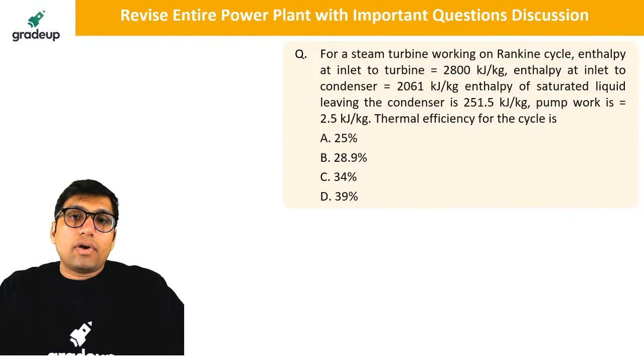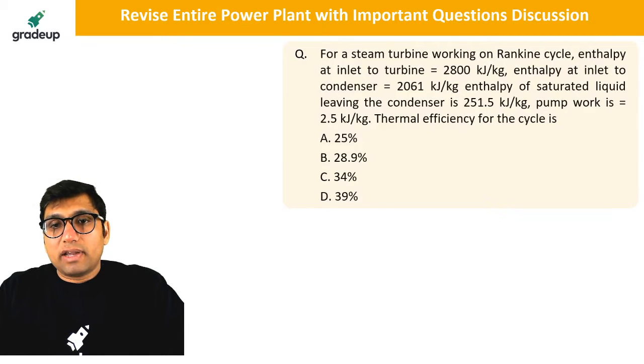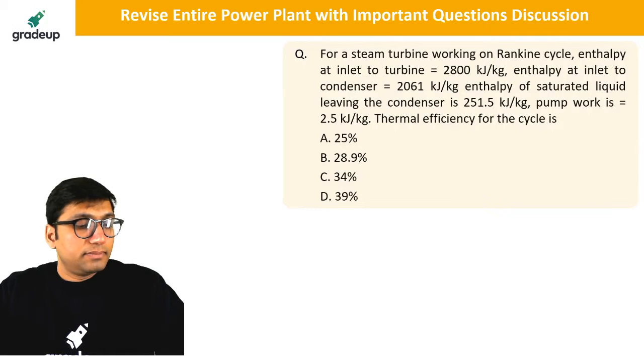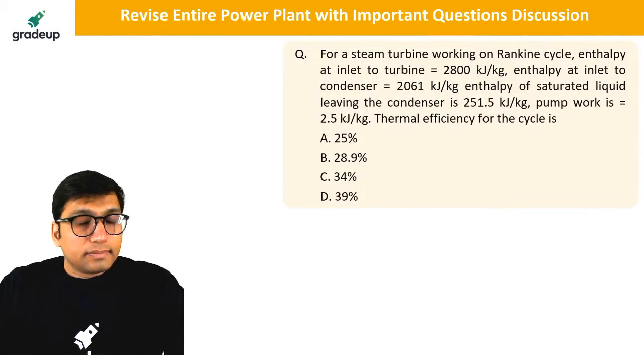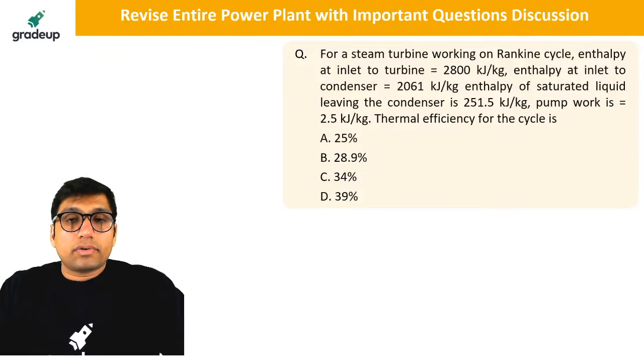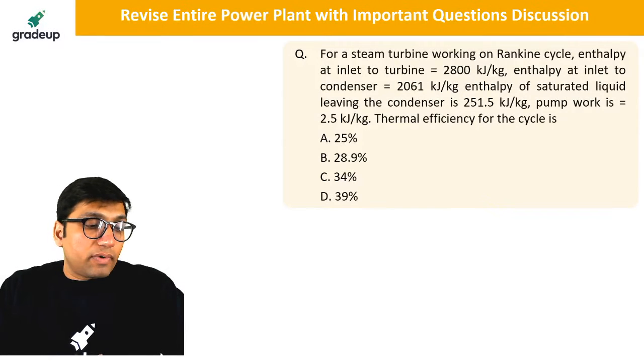Next question. For a steam turbine working on a Rankine cycle, the enthalpy at the inlet to the turbine is given, the enthalpy at the inlet to the condenser is given, the enthalpy of saturated liquid leaving the condenser is also given, and the pump work is also given. You have to find the thermal efficiency. Come on everyone, tell me the answer. The enthalpy at the inlet to the turbine is equal to 2800 kJ per kg. The enthalpy at the inlet to the condenser is equal to 2061.